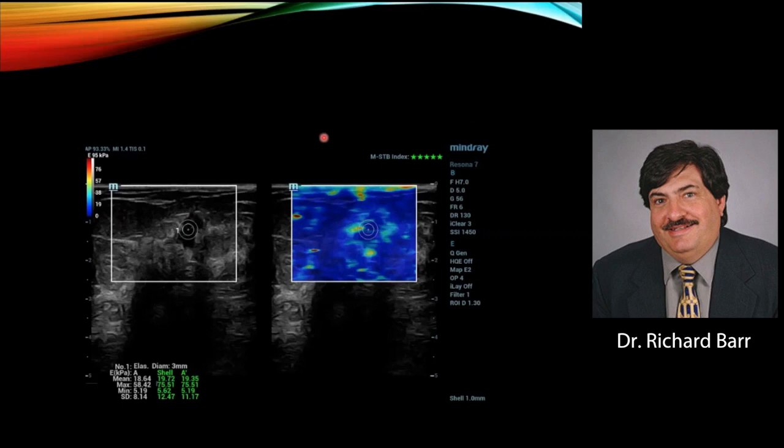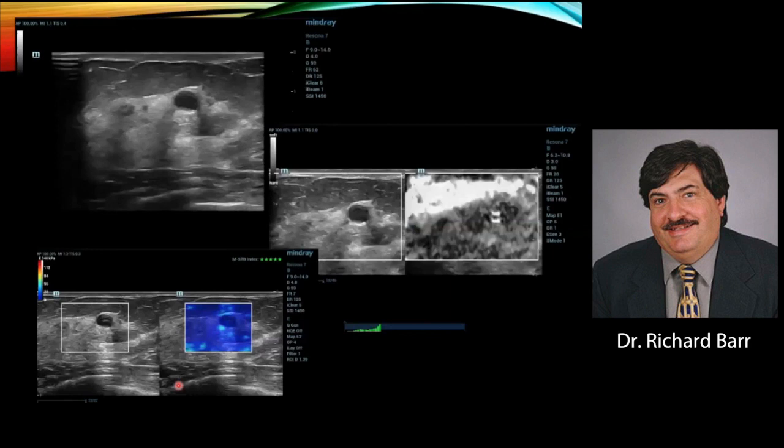Oh, there's some red. And then we can use what's called the shell function. So here we put the original ROI just in the lesion, and then the shell is this other one that we can control the size of, and that includes that little red dot. And when we look at the shell, that's 75, so it's above 60. So even though the cancer itself is very soft, having that ring tells us that this is a cancer, and on strain it told us it was a cancer. Again, let's look at the cyst: bullseye artifact, low signal on shear wave.